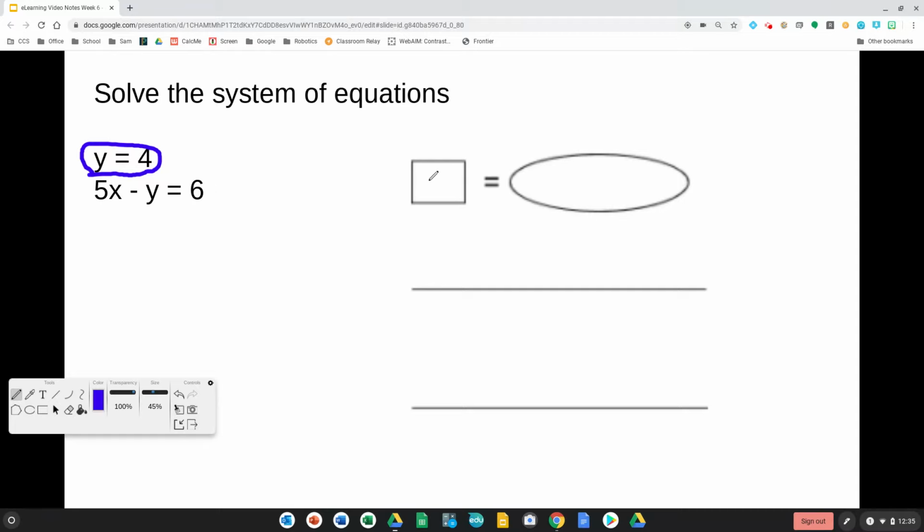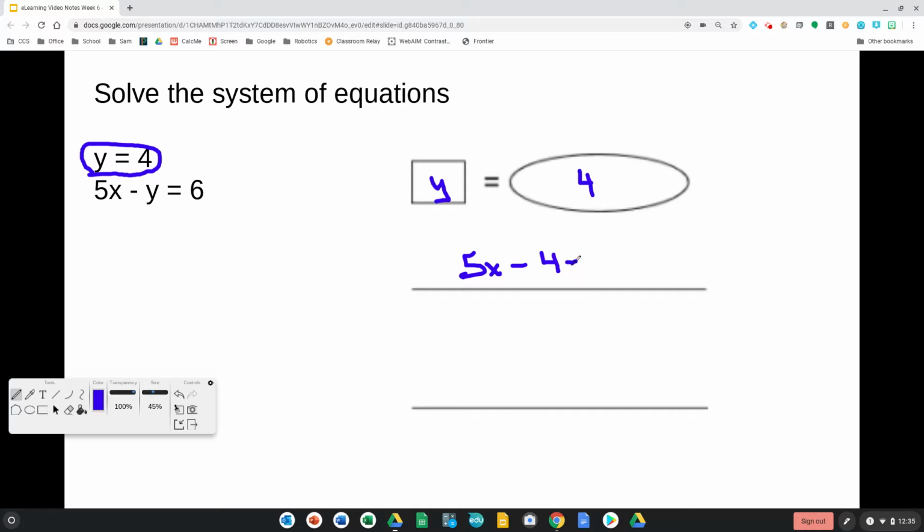So that means that over here in the box, we would put a y, and in the circle, all we're going to do is put a 4. Now, on the next line down, we're just going to write down this equation, but wherever I've got the y, I'm going to put a 4 instead. So in this case, my other equation is 5x minus y, but instead of writing the y, that's where I write the 4. So 5x minus 4 equals 6.